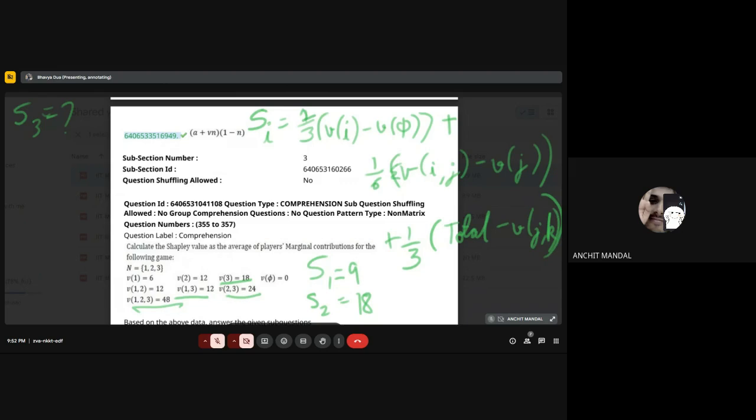Easy way would be total minus the sum of 1 and 2. Exactly. 9 plus 18 is 27. Subtracted from 48, you will get the total. They all have to add up to the total, right? Anyway. Yep.